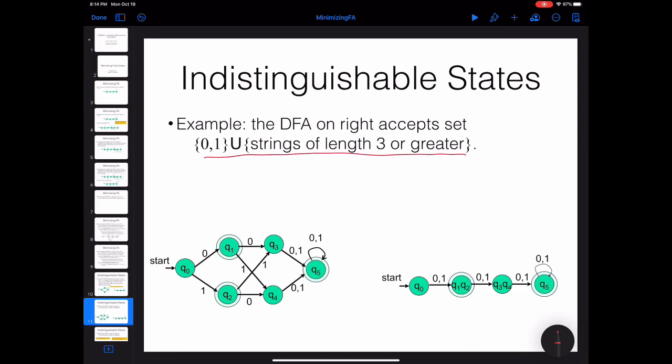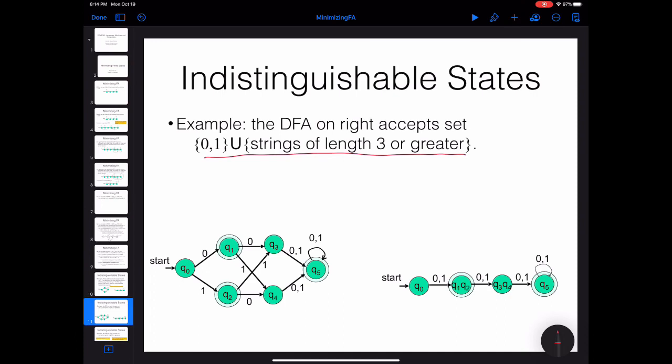If I look at Q1 and Q2, they are both accepting. So far their behavior is the same and it is good. But from Q1 with 0, I'm going to Q3. And from Q1 with 1, I'm going to Q4. With Q2, everything is different. With 1, it is going to Q3. And with 0, it goes to Q4. So the behavior of Q1 and Q2 actually looks different. So I cannot merge them here.